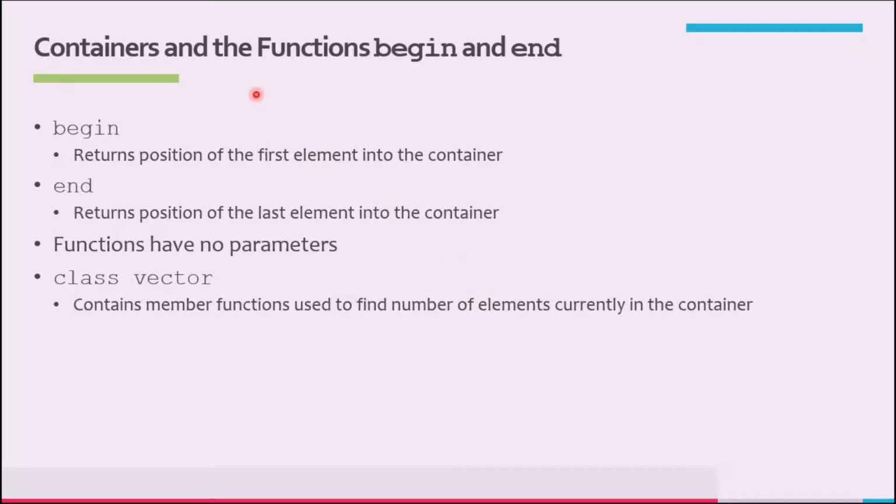Containers and the functions begin and end. Every container contains the member functions begin and end. The function begin returns the position of the first element in the container, and the function end returns the position of the last element in the container. These functions have no parameters. And class vector contains member functions used to find the number of elements currently in the container.